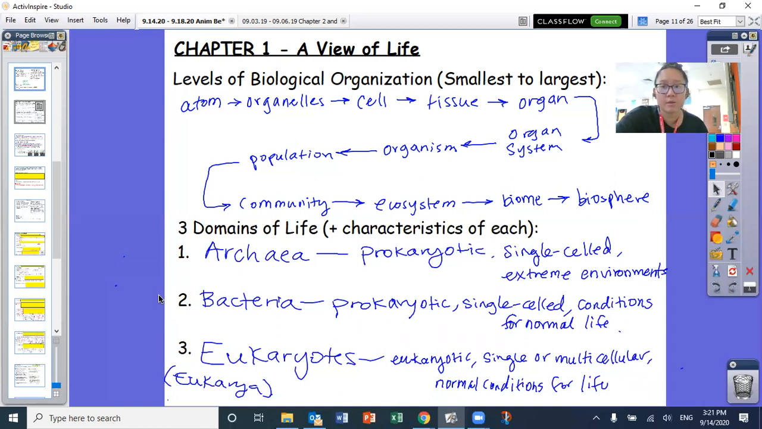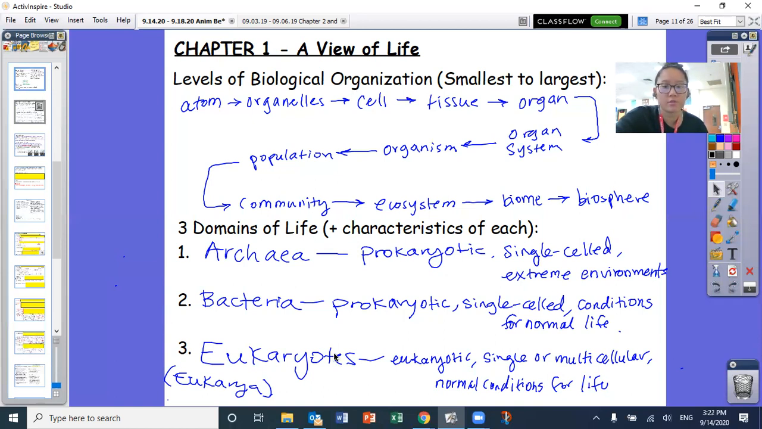They're prokaryotic, they don't have a nucleus, but bacteria live in normal conditions, aka any conditions that we would live in, right? So that means that the temperature range isn't going too far below 0 degrees Fahrenheit. It's not getting too hot either, right? Because bacteria will die if it's too hot or too cold, similar to humans and most other animals.